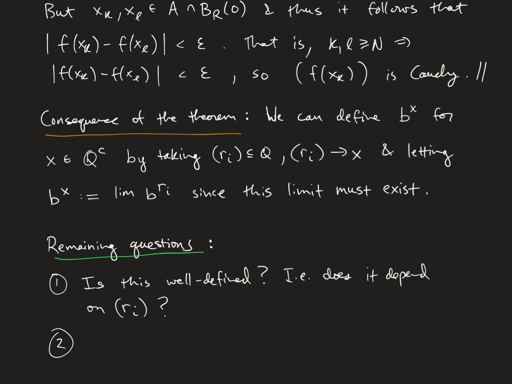And then two, we would like to know if this resulting b to the x function is continuous. So, is b to the x continuous on R?